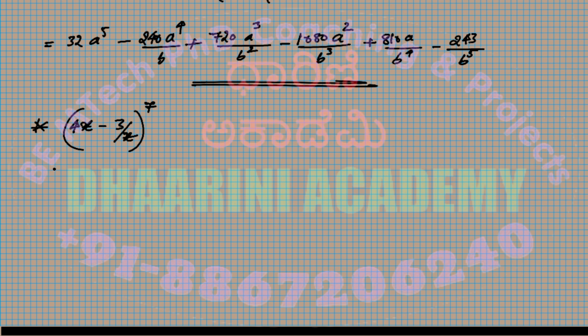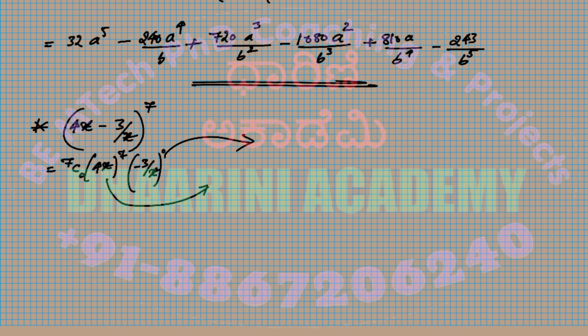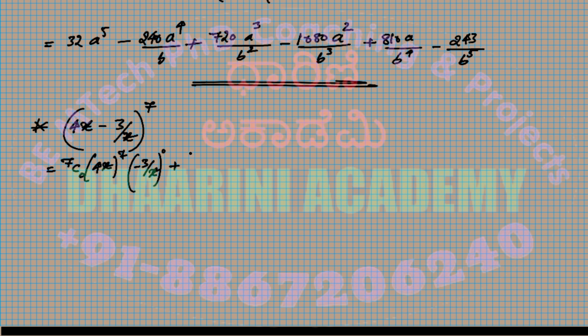Okay, so n is equal to 7, so this has to be 7c0. First term, that is 4x raised to the power 7. Second term, that is minus 3 by x raised to the power 0. So first term keeps on decreasing, second term keeps on increasing as I move to the next term, right? So this is plus 7c1 first term, that is 4x raised to the power 6, minus 3 by x raised to the power 1.